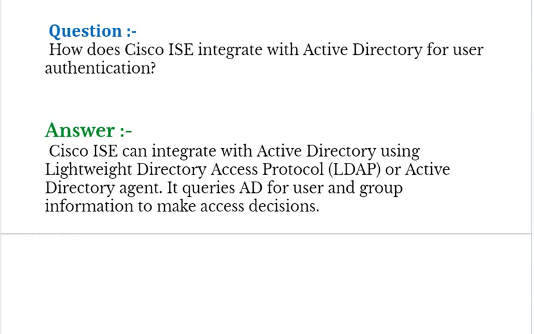Our next interview question is: how does Cisco ISE integrate with Active Directory for user authentication? Your answer should be: Cisco ISE can integrate with Active Directory using Lightweight Directory Access Protocol (LDAP) or Active Directory Agent. It queries AD for user and group information to make access decisions.